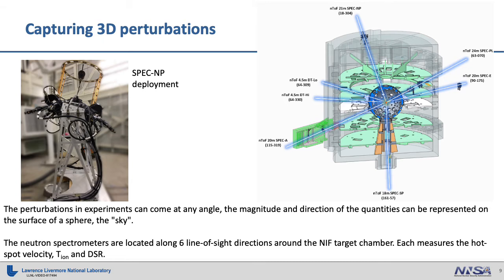The perturbations in experiments can come at any angle. The magnitude and direction of the quantities can be represented on the surface of a sphere, the sky. The neutron spectrometers are located along 6 line-of-sight directions around the NIF target chamber. Each measures the hotspot velocity, T-ion, and DSR.